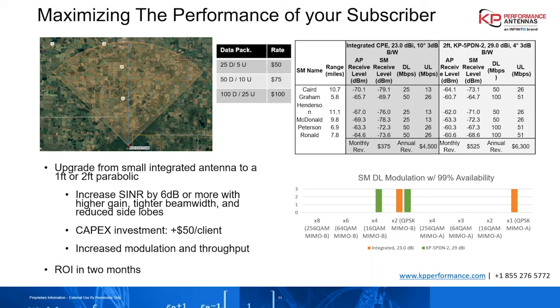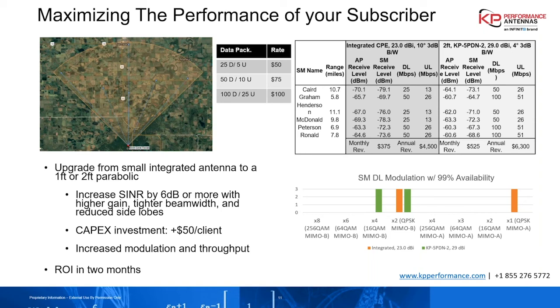You go and upgrade these clients to a higher gain antenna, so a 2 foot parabolic, and all of a sudden your clients are at least 16 QAM MIMO B or QPSK. And you're able to charge either $100 or $75 for the data rate and get your return on investment. You're spending an extra $50 a client to get them set up, but your return is going to be that much more over the long run. So it ends up you get a return on investment in 2 months in this case.